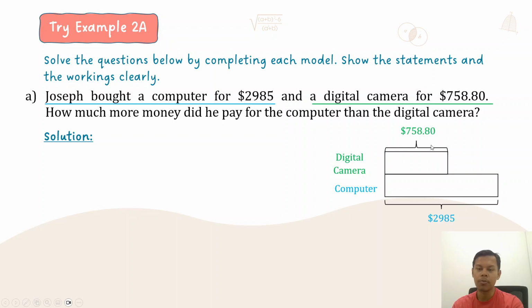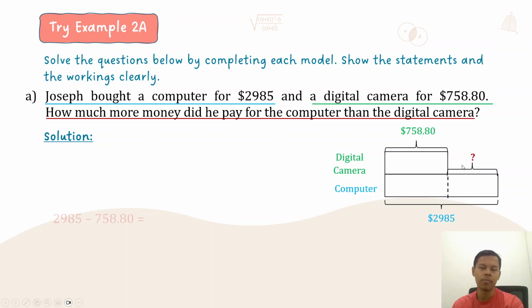So you need to make sure you know 758 is smaller than 2985. Okay, so let's just draw a smaller box like that. How much more money did he pay for the computer than the digital camera? By reading this line here, we know that we need to find the difference between the computer and the digital camera. So let's just label the question mark over here.